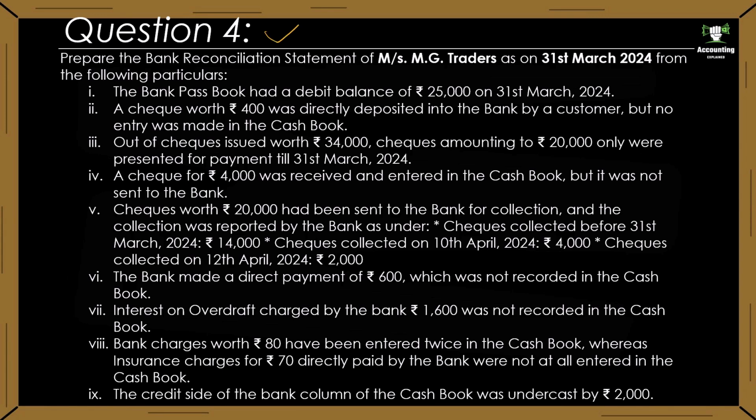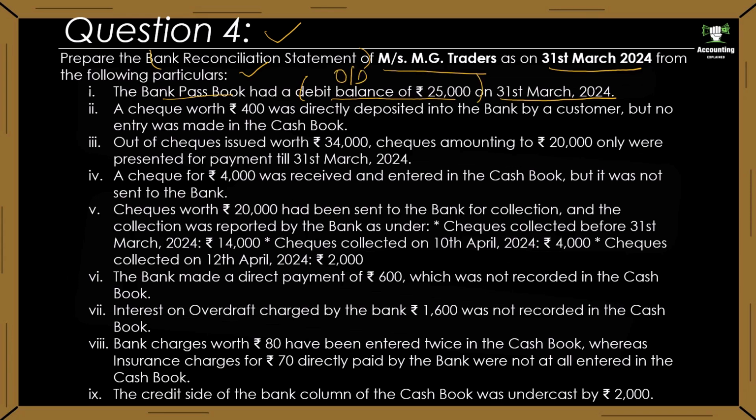So, this is question number 4 which we are going to solve today. Prepare the BRS statement of Messrs. MG Traders as on 31st March 2024 from the following particulars. The bank passbook had a debit balance of 25,000 as on 31st March 2024. If they say the passbook has a debit balance, then it means it has an OD balance.